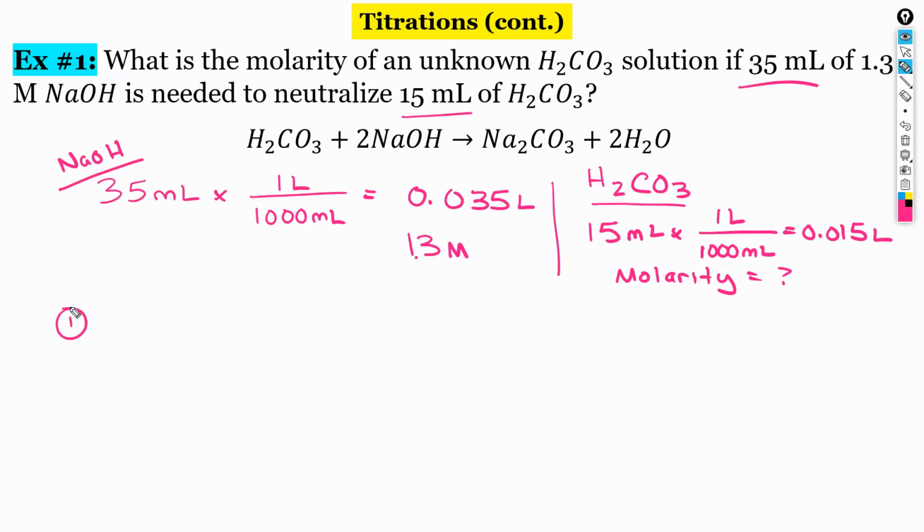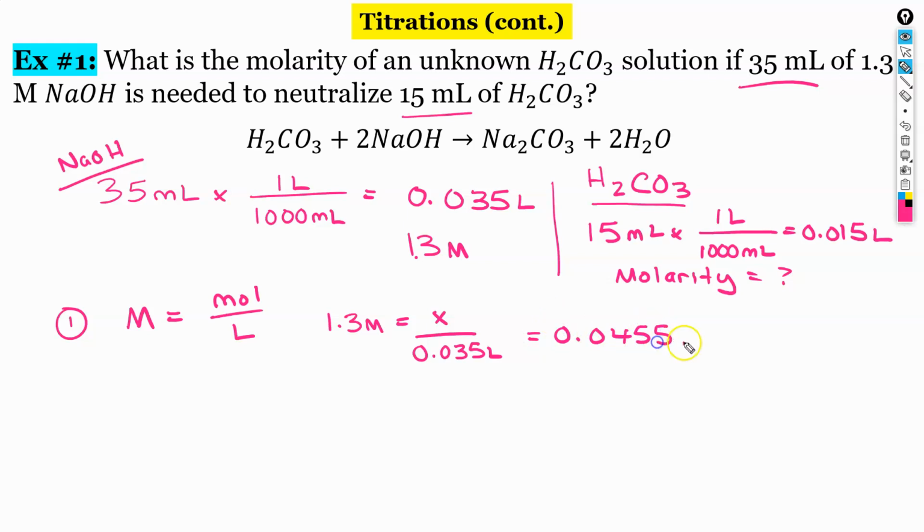So step one, let's take our known molarity and our known volume and find the moles. So we'll use our molarity equation here. We have a molarity of 1.3 molar. We don't know the moles, and the volume is 0.035 liters. So when we do the math here, we get 0.0455 moles of NaOH.